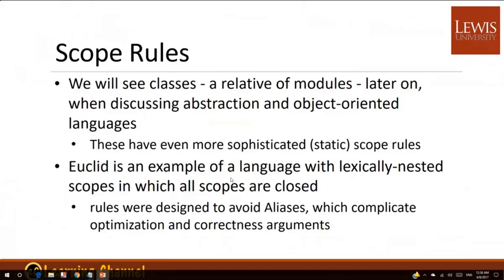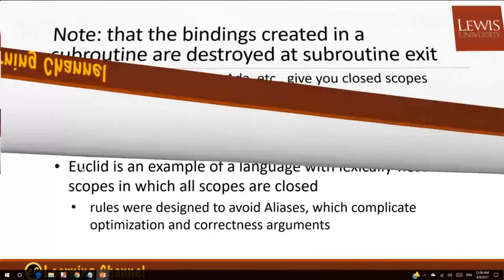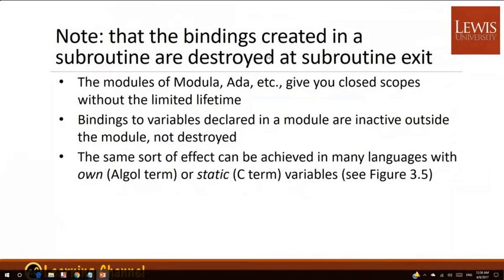Euclid is an example of a language with lexically nested scope in which all scopes are closed. Rules were designed to avoid aliases, which complicate optimization and correctness arguments. Okay, note that bindings created in a subroutine are destroyed at the subroutine exit. So that actually is the lifetime for the binding. When the subroutine finishes, the binding will be finished.